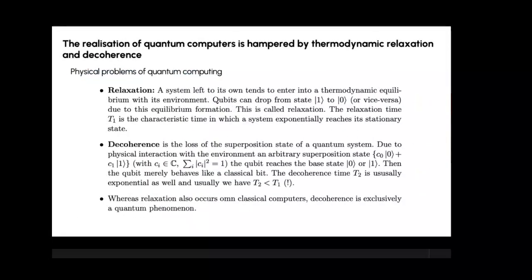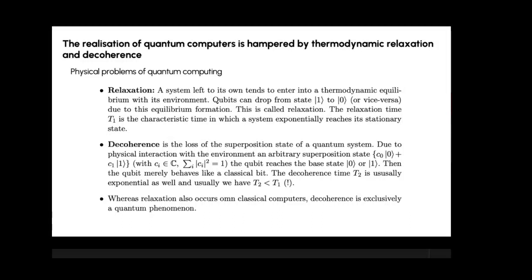So if you go out in the cold, just in your underpants, and it's snowing, you will quickly freeze. The reason is that the heat of your body is distributed around you by entropy, right? This is called the second law of thermodynamics. These thermodynamics problems lead to two fundamental problems with quantum computing. The first one is relaxation, and the other one is decoherence.